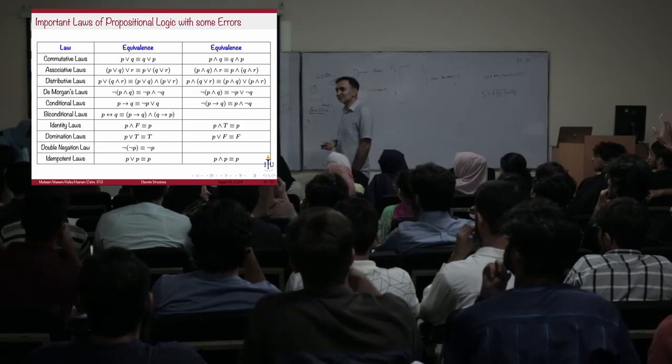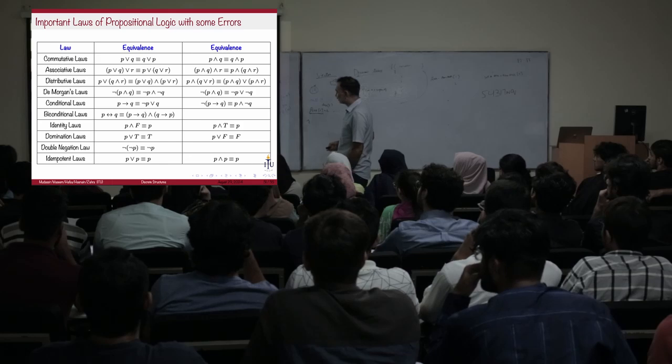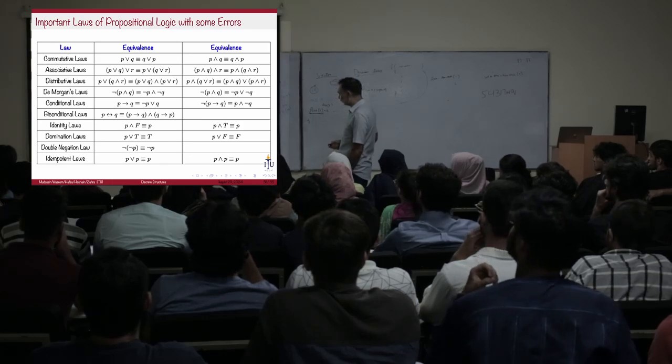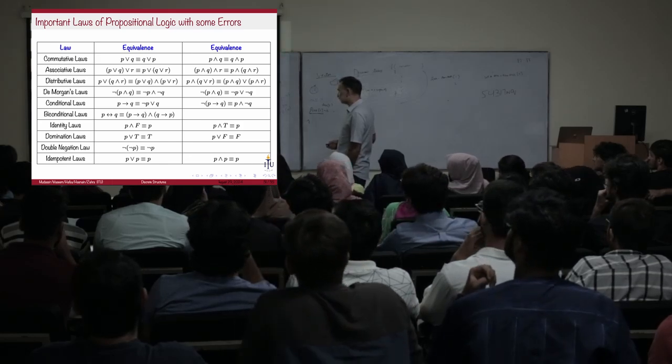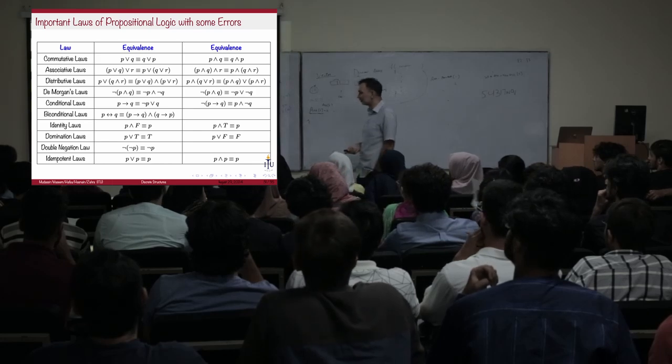So double negation. Oh, double negation. Where is it? Over here. Negation of the negation is equivalent to P. You are right, this is also false.